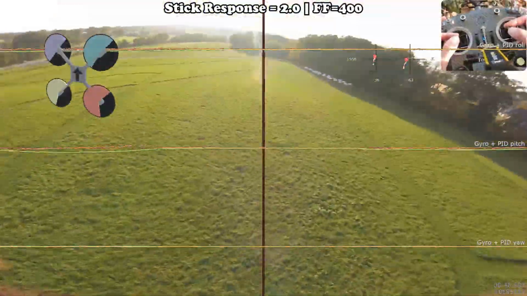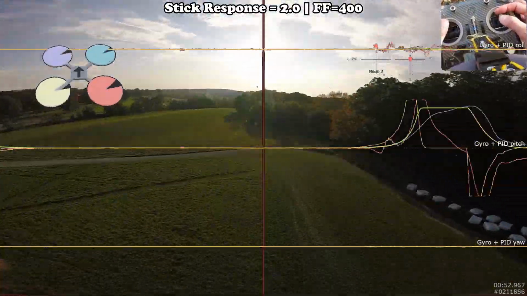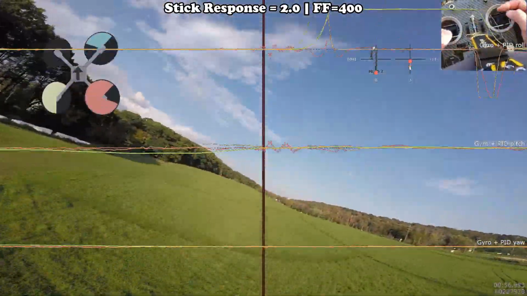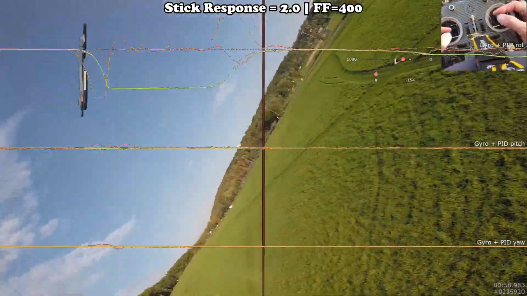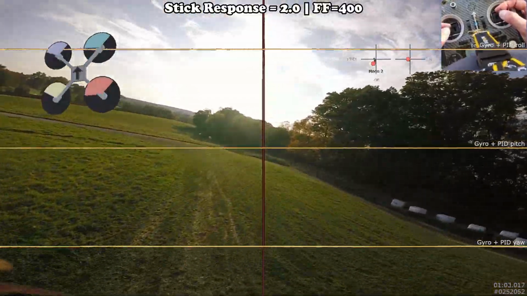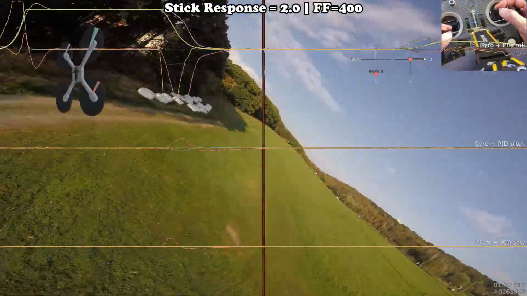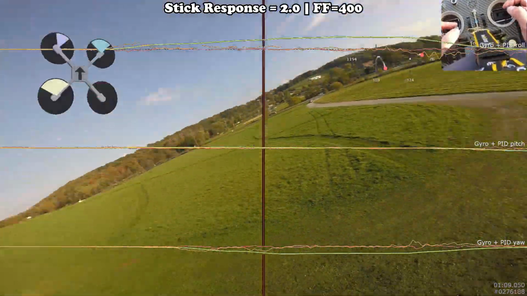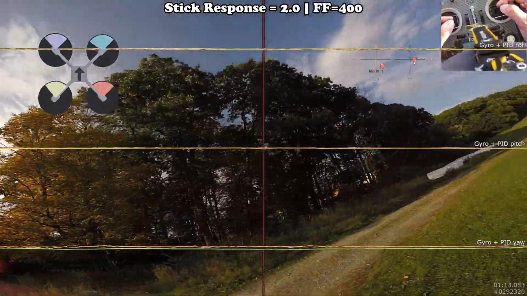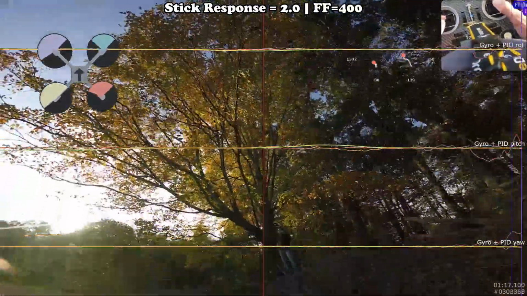All right, we'll bring it in. Let's go take a look at the black box, see what that tells us. But it looks like even at 400. Now I want to see if a certain term is fighting our feed forward term or not.